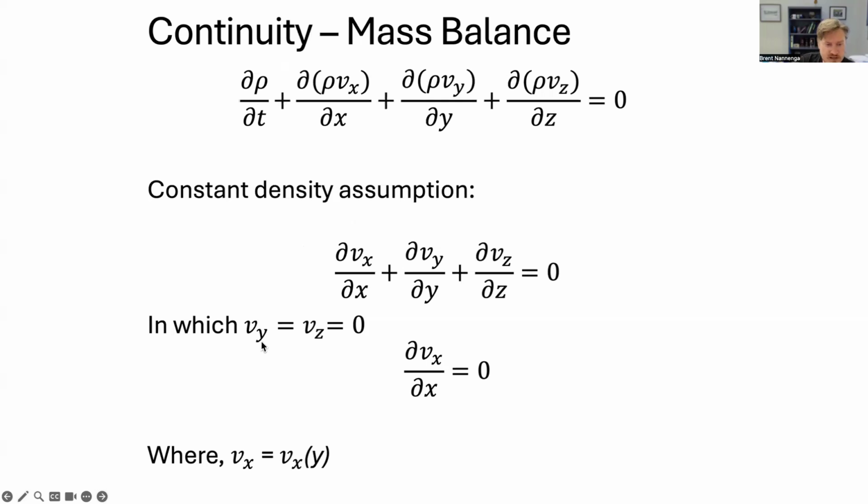Now in our assumptions, we said velocity in the y direction and velocity in the z direction are both 0, so we can cross out both the y and the z terms, and we end up with our continuity equation saying that the rate of change of velocity in the x direction with respect to x is equal to 0. This basically says that velocity in the x direction is only a function of y. So the velocity is going to be changing only as we go up and down the plate, not left and right, or in and out of the board.